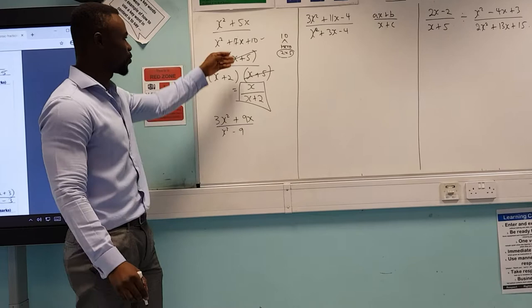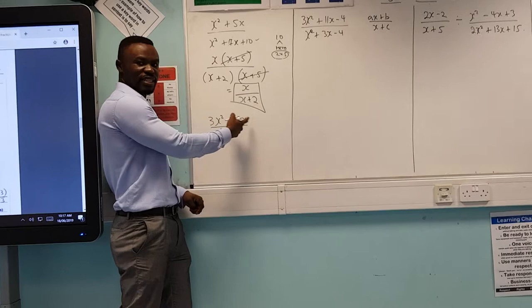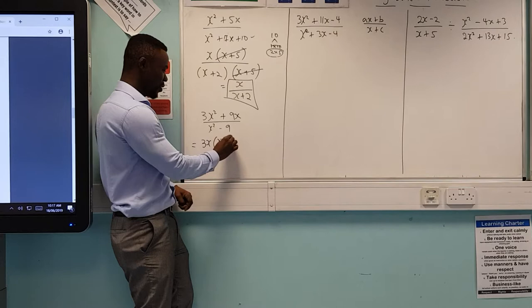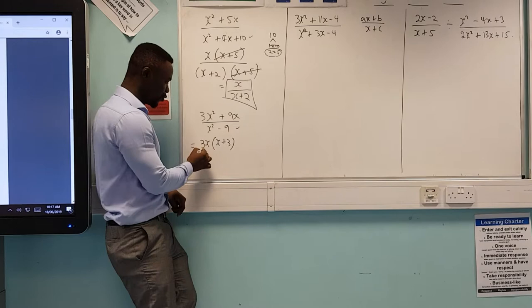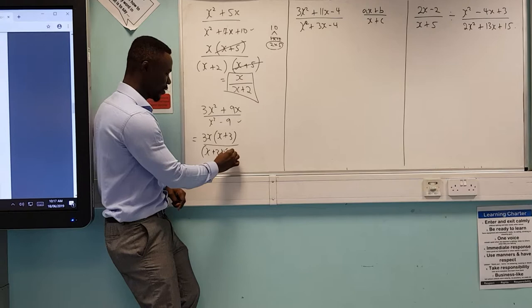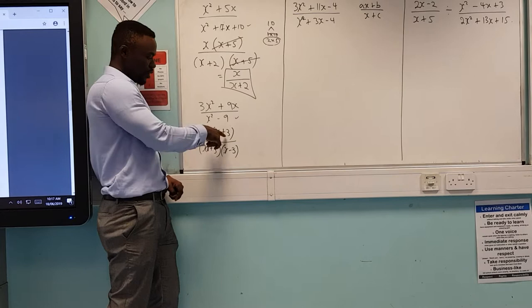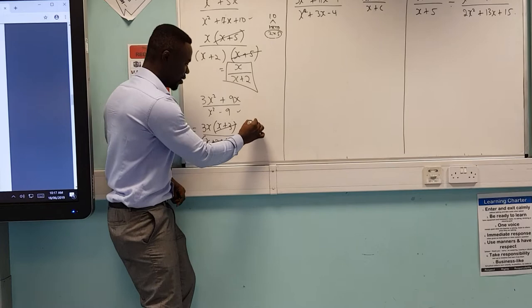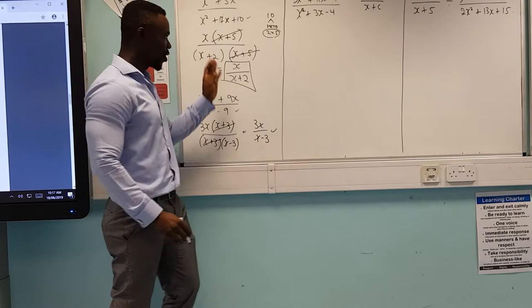Now let's come down to this one. We have 3x squared plus 9x. So factorize 3x out. You'll be left with x plus 3. This, in my videos on factorizing quadratics, I said is called the difference of 2 squares. So that would be x plus 3, x minus 3, because 3 times 3 is 9. Difference means change the sign there. You can see there's x plus 3 here, x plus 3 there. Cross that out. We're left with 3x over x minus 3. That is your answer. Very simple one.